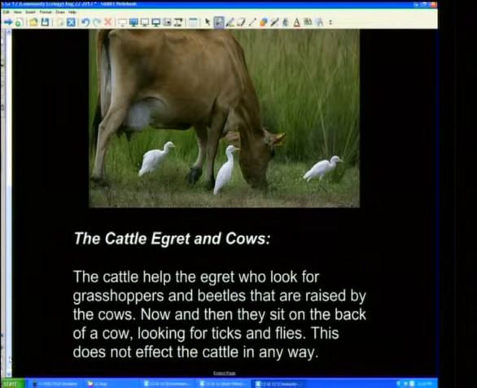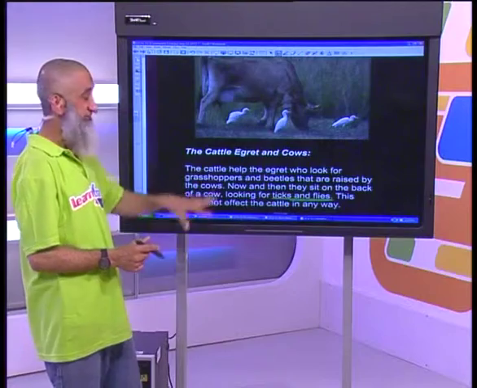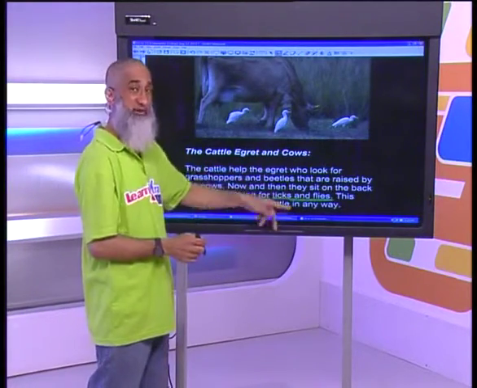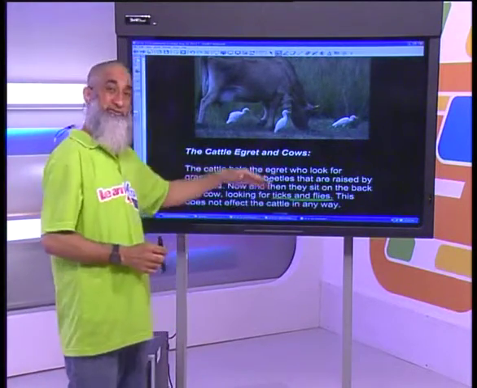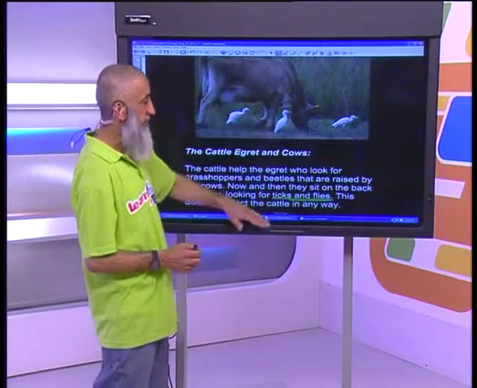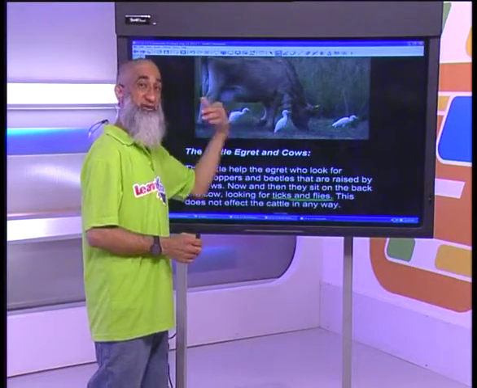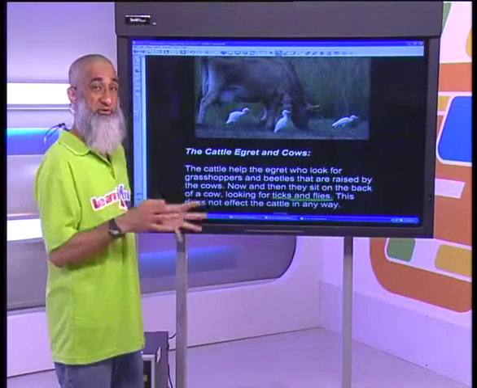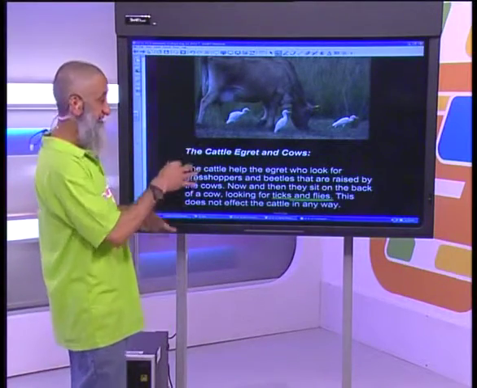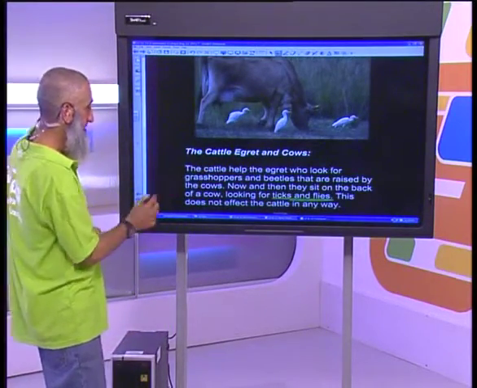So when that happens, when they're looking for ticks and flies, obviously now it's a bit of an issue. If they do not sit and take the ticks and flies, up to that point, it's commensalistic. But if they move on and they take the ticks and flies away from the cow, then it becomes mutualistic. Can you see that a relationship can change in one example as well?